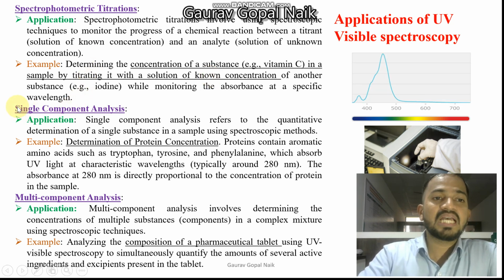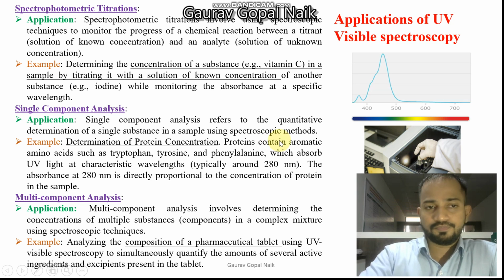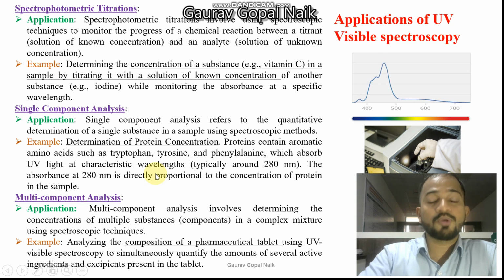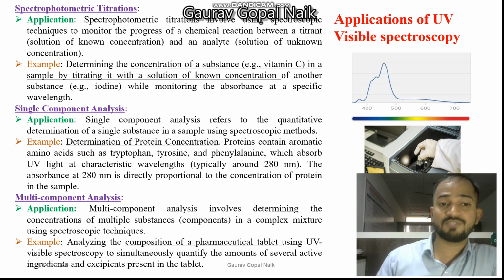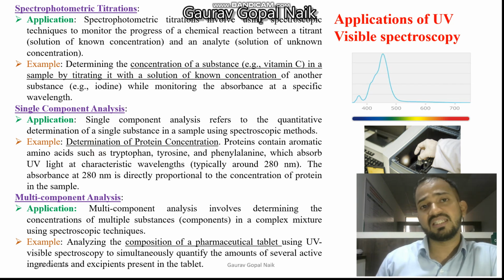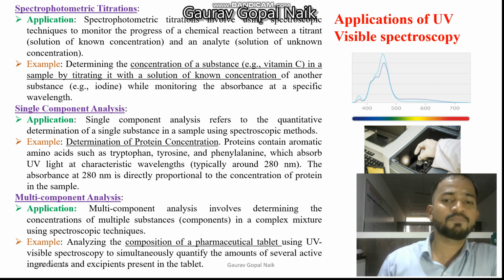The next application is single component analysis. This is useful in the determination of protein concentration, in which the absorbance is directly proportional to the concentration of protein in the samples. And the third major application is multi-component analysis. This is very important to analyze the composition of pharmaceutical tablets, because they consist of several active ingredients and excipients. So UV visible spectroscopy is used to analyze it.